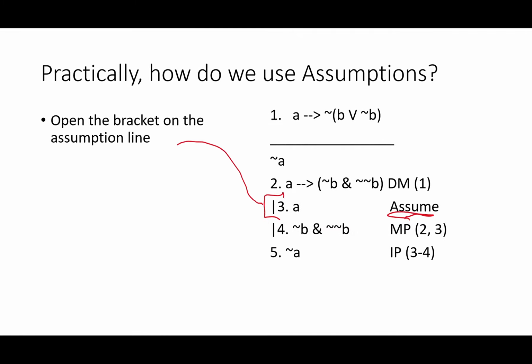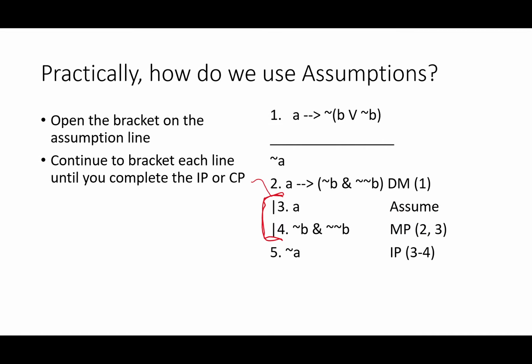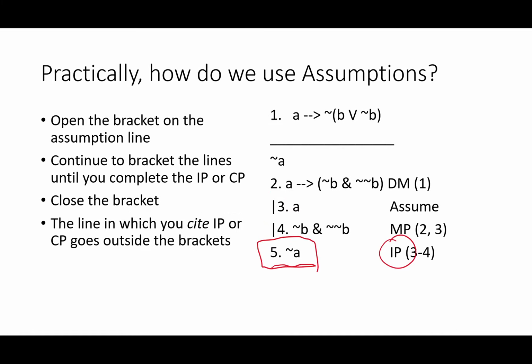When we make our assumptions, we say we open the bracket on the assumption line. In line 3, we've assumed, and there's the line for the bracket. Continue to bracket each line until you complete the indirect or the conditional proof. This little proof only does for 2 lines, but your proofs might go quite a bit longer than that. Then, you close the bracket. The line in which you cite indirect proof or conditional proof goes outside the brackets. Your bracket ends on the line right before that.